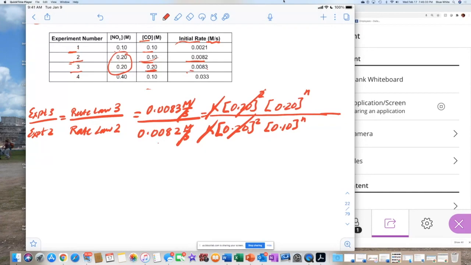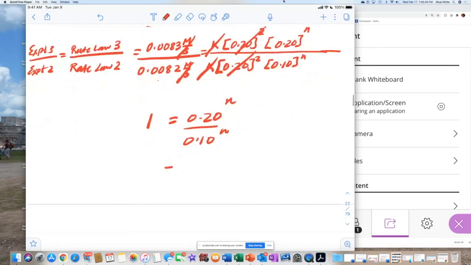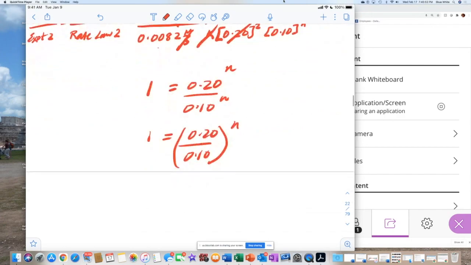Now I'm going to divide these two numbers. It comes up to 1, y'all see. It's so close to 1, right? So now I'm left with 0.20 raised to the power n over 0.10 raised to the power n. I'm going to consolidate this and get 0.20 divided by 0.10 raised to the power n. What are we dealing with here? This is 2, right? 2 raised to the power n equals 1.